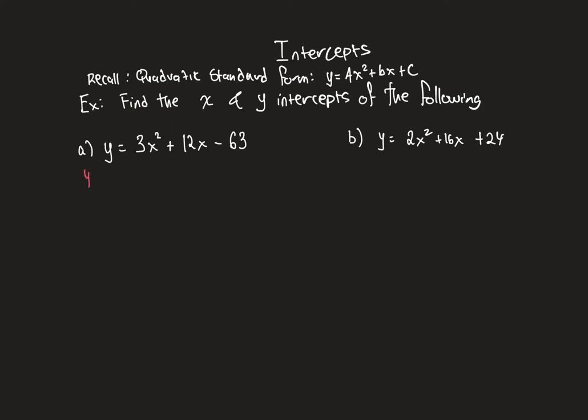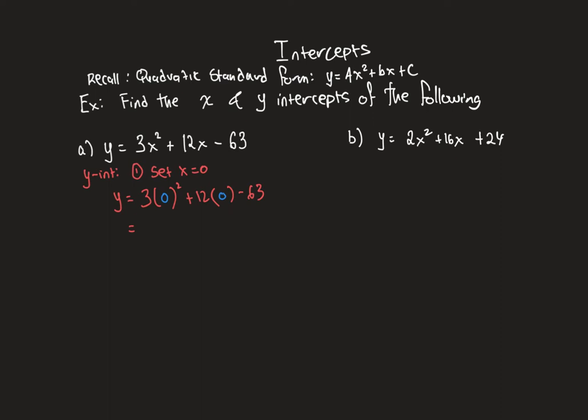So if we look at our y-intercept in these examples, when you're trying to find your y-intercept, just like in linear lines, your first step is to set x to be equal to 0. Okay, so when you do that, you're going to have y is equal to 3, and then instead of x, it's going to be 0 squared plus 12. Instead of x, it's going to be 0 minus 63.